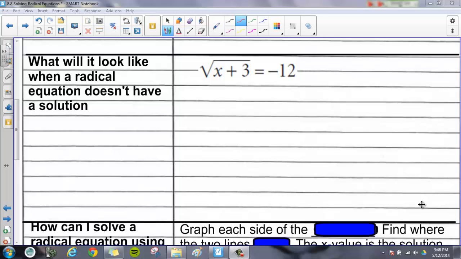Okay, I'm going to show you a shortcut on figuring out when a radical equation doesn't have a solution. Here's how the shortcut works. First, let's solve this. Let's find the solution for this one. I'm going to go through this really fast because I've shown this before.